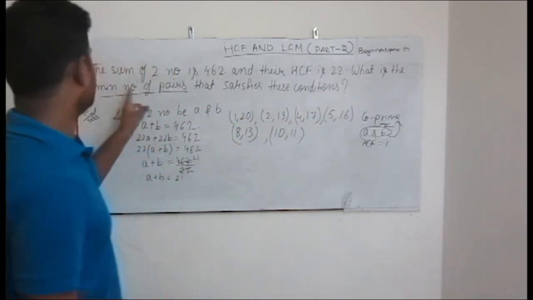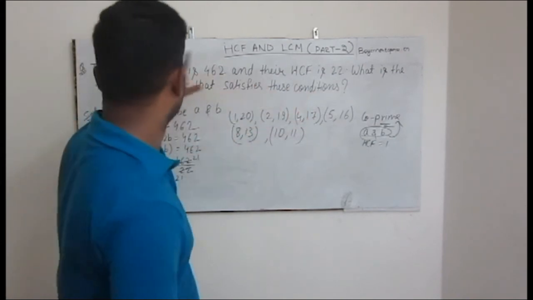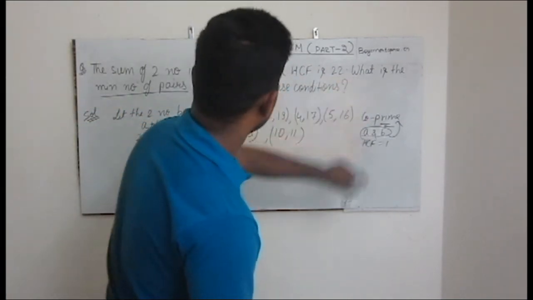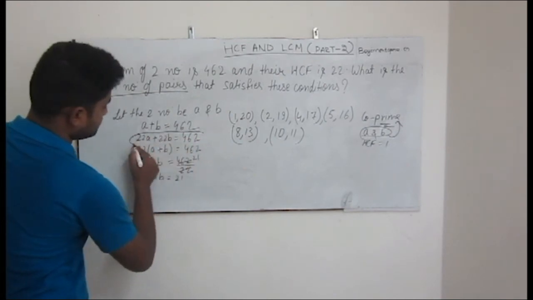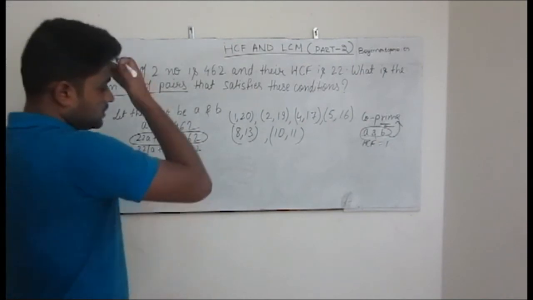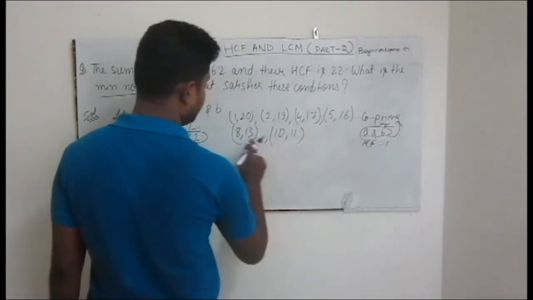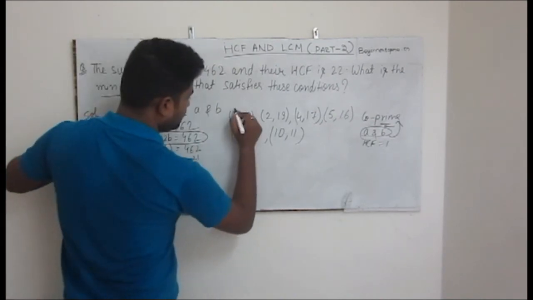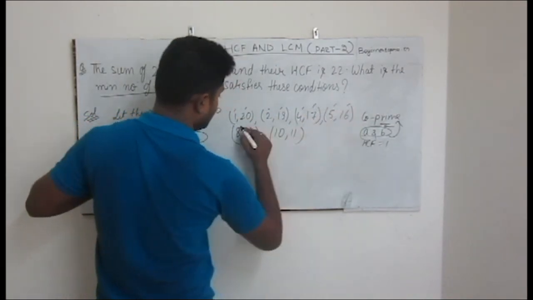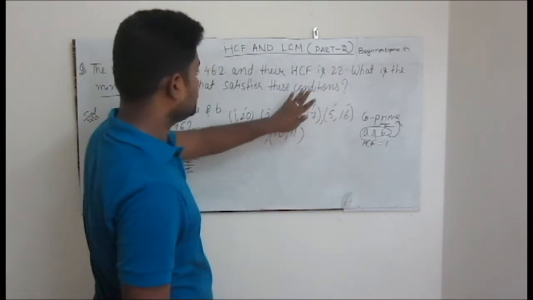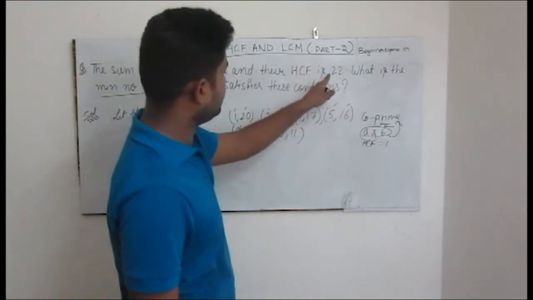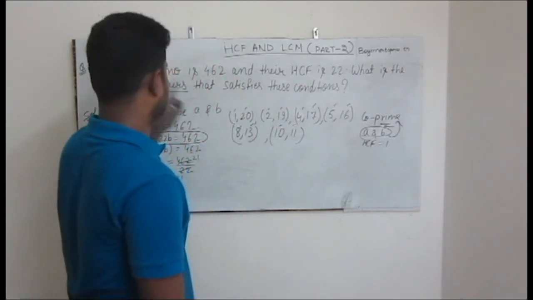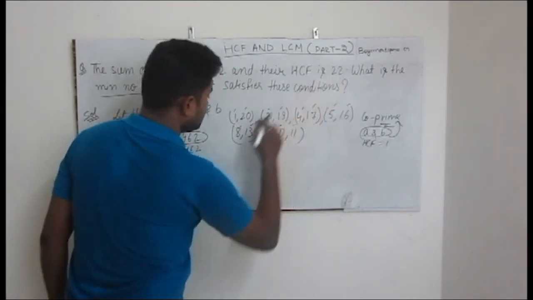Now, the question says, what is the minimum number of pairs that satisfies these conditions? Which conditions? The sum of the two numbers is 462 and their HCF is 22. So how many pairs? 1, 2, 3, 4, 5, 6. Now just multiply by 22 in each case. Why are we multiplying by 22 in each case? Because the HCF is given as 22, and we need to satisfy both conditions. So multiply each number by 22.